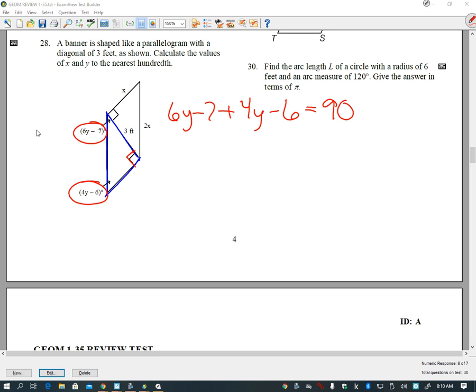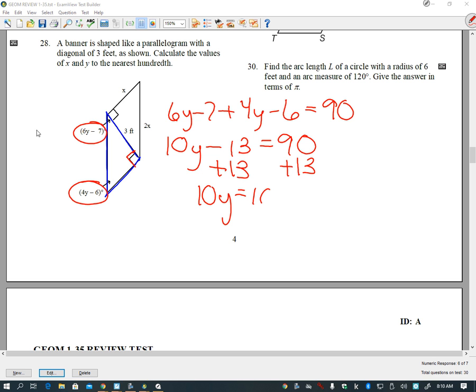So what do I do to solve for y from here? Marcus, what would you do? He would combine like terms and he'd get 10y, with negative 13 from the negative 7 and the negative 6. Good. Ashlyn, what would you do from there? Add 13 to both sides. Good, because we're trying to isolate to solve for y. What's 90 and 13? 103. And then do what, Tiffany?